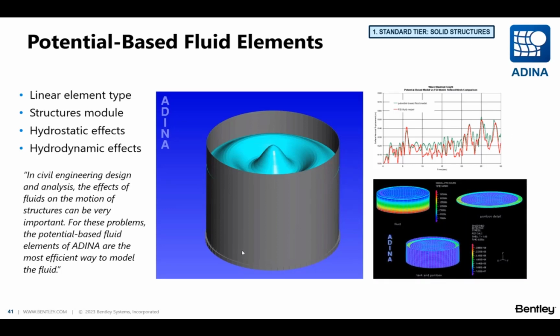That graph to the top right of the screen is a comparison, so we're trying to measure the maximum height of the wave as the earthquake excites the tank, and we are comparing computational fluid dynamics, which is this one down here, with the potential based fluid element approach, and we see that the maximum height is being captured very accurately. Of course, we can evaluate the structural analysis as well of the tank and see how it performs in terms of stresses and so on, and forces.